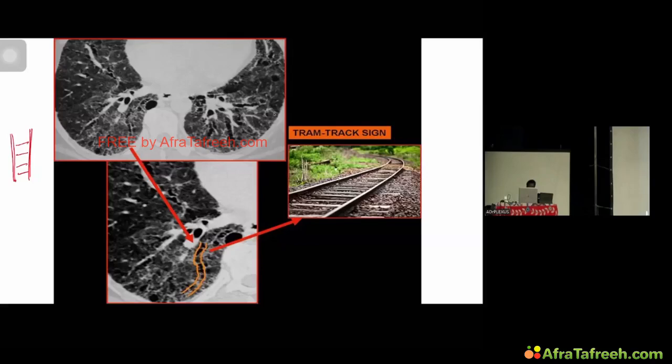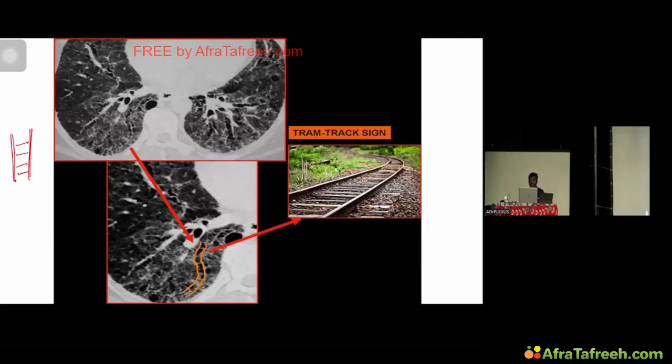Where will you get the tiger eye sign? Hallervorden-Spatz disease, due to pantothenate kinase deficiency. Okay, metachromatic leukodystrophy you will get the tiger skin sign in the brain. Okay, tigeroid appearance will be there.